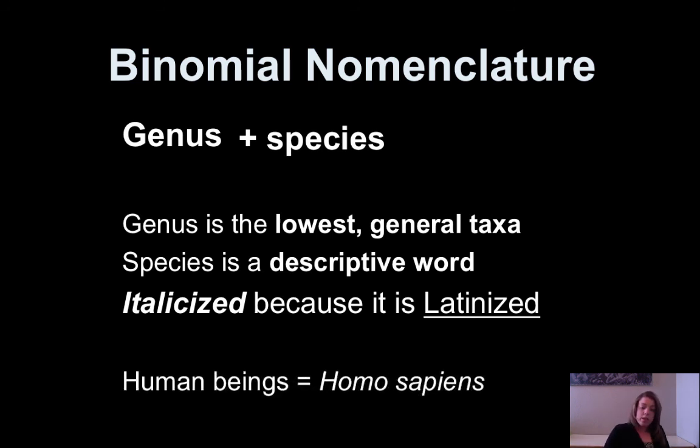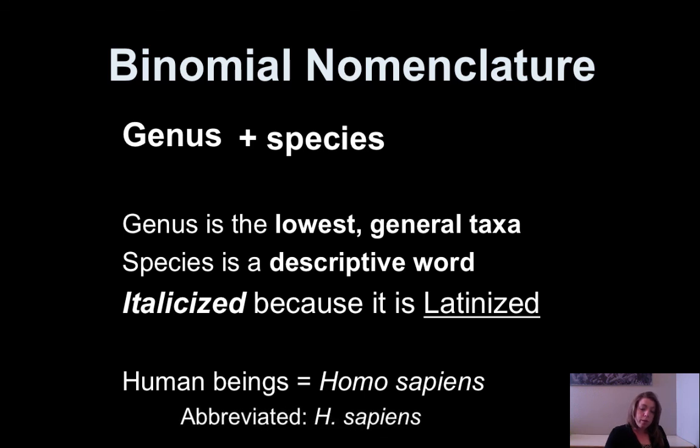Right? And so when we look at human beings, there it is at the bottom, Homo sapiens. And there's a couple things I want you to notice about this binomial. First of all, you have the genus classification first. That's the lowest general taxon here. But notice the genus is always capitalized, the first letter. And so that first letter will always be capitalized. Everything else is lowercase. Okay. Now, the whole thing is set in italics because it is Latinized. All right, so that's what a binomial should look like.